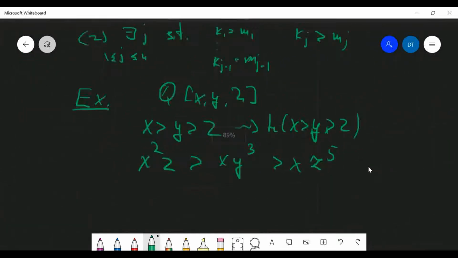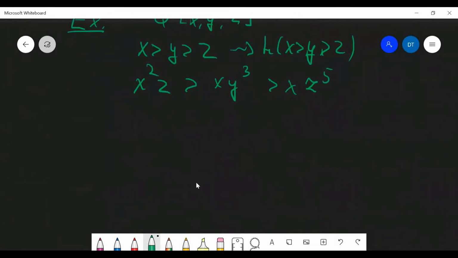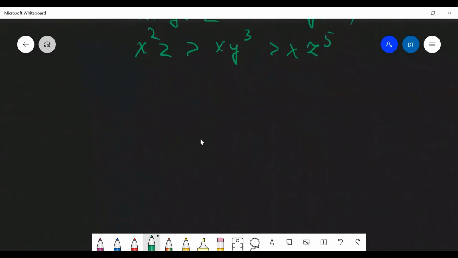Okay. So that was the definition of a lexicographical order, and an example with 3 variables. Just in case, are there any questions regarding the procedure? Okay, so let's move on. Now I want to discuss some properties of this ordering.